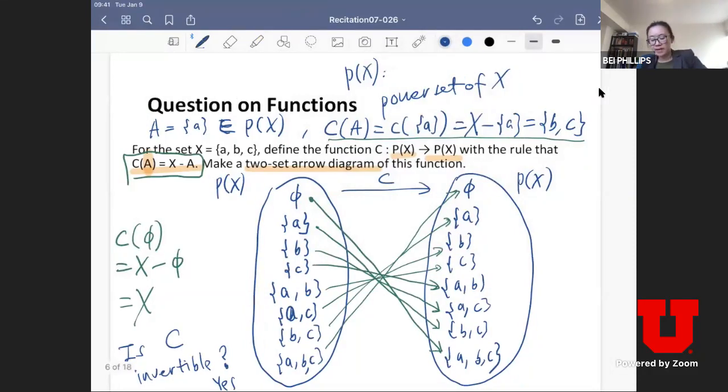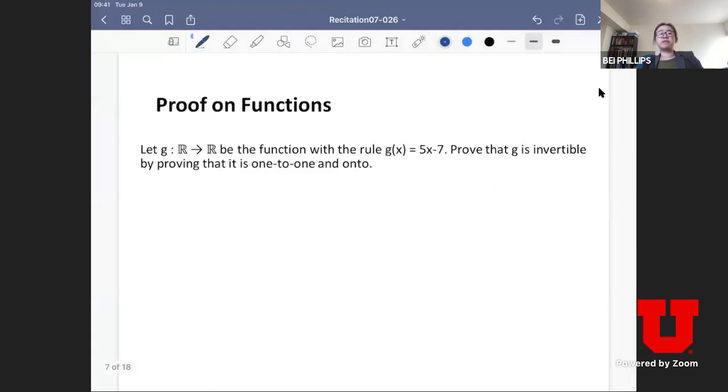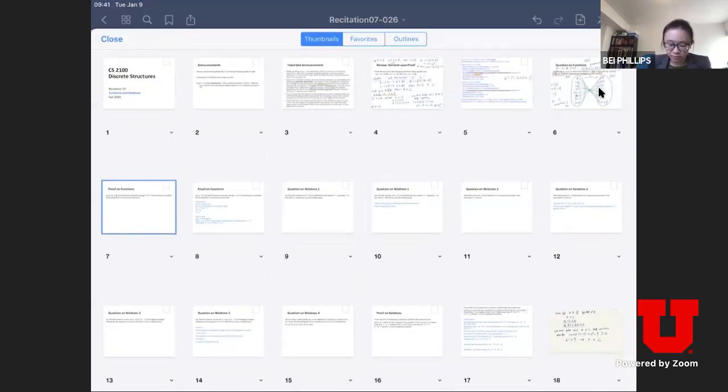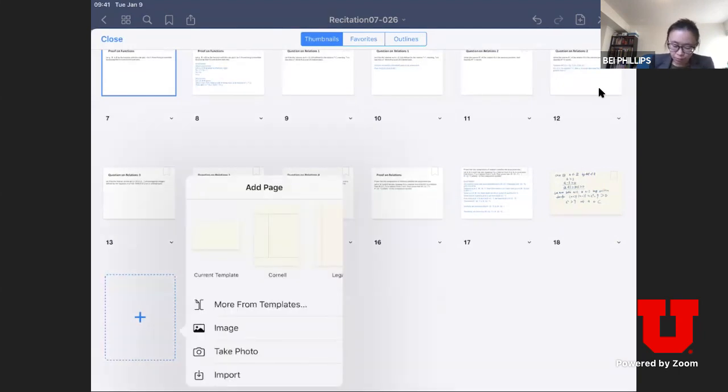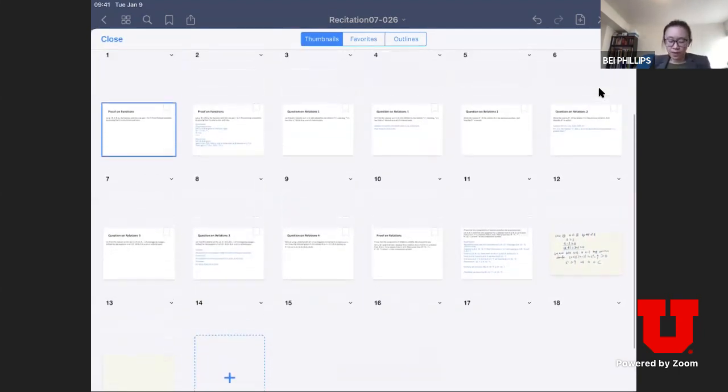Okay, so my next question is to ask you to prove a function is invertible. To prove something is invertible, you need to prove that it's one-to-one and onto. You have a minute to think about it, but while you think about how to solve this, I'm going to quickly review what one-to-one and onto are. This is a very important concept, and you're going to use it later in some other classes as well.